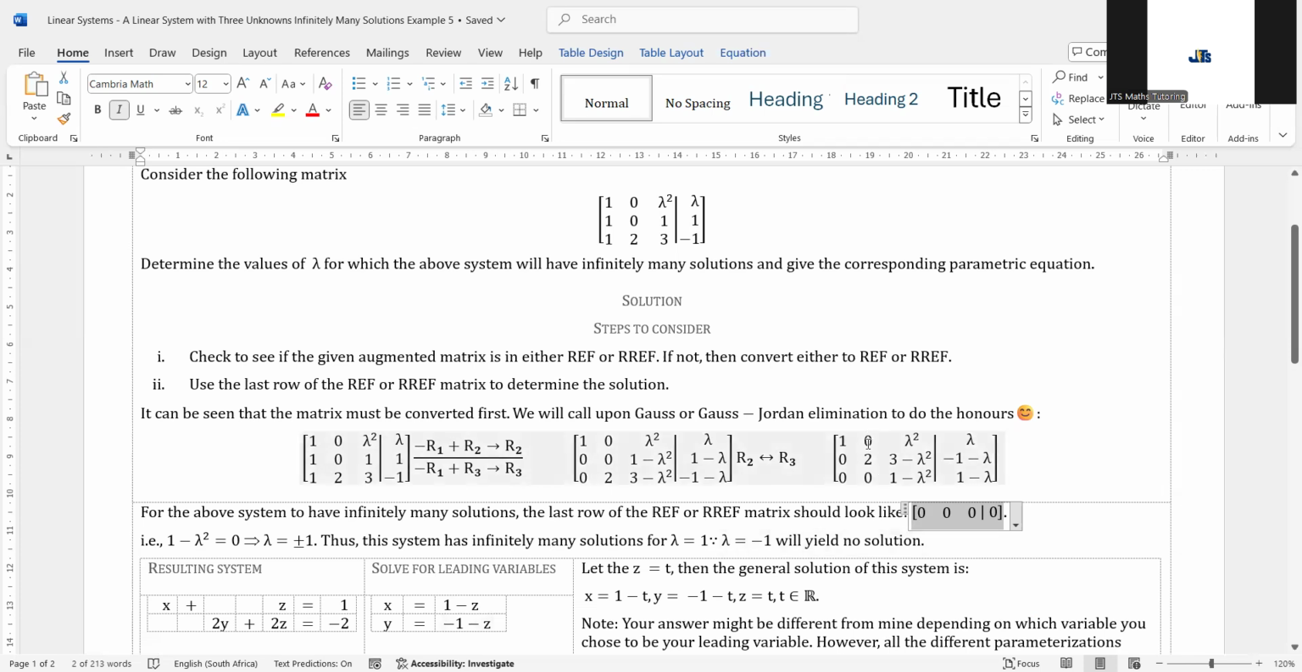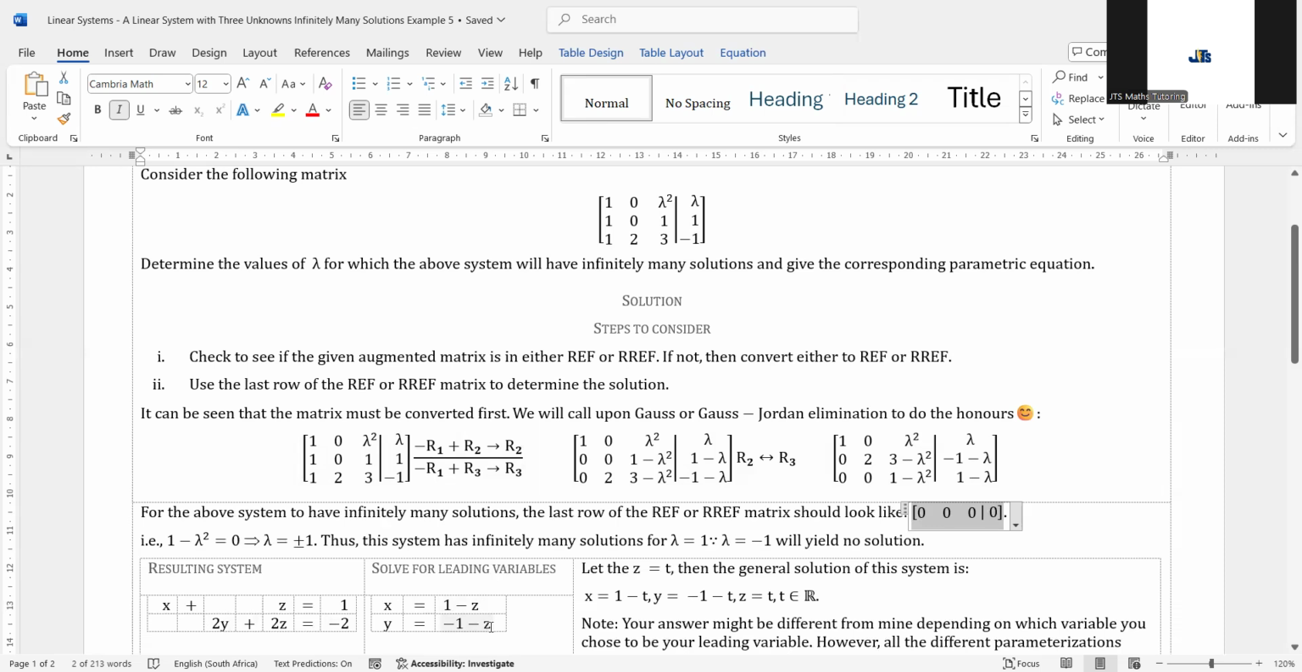So we plug 1 into the system. This is the corresponding system of equations: x plus z is equal to 1, 2y plus 2z is equal to minus 2. You can divide this second equation throughout by 2. So solving for leading variables, x is equal to 1 minus z, and y is equal to minus 1 minus z.